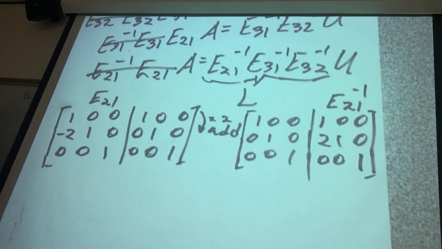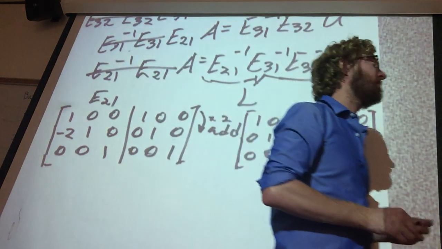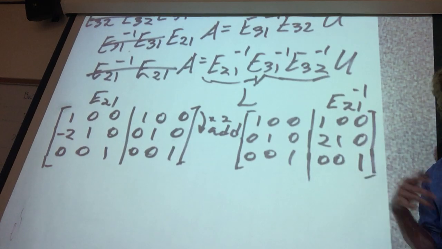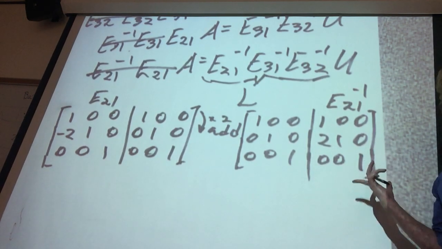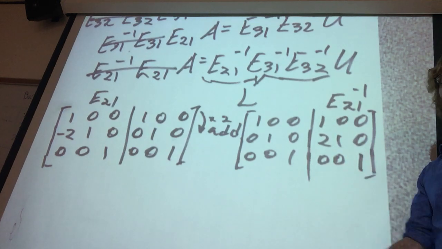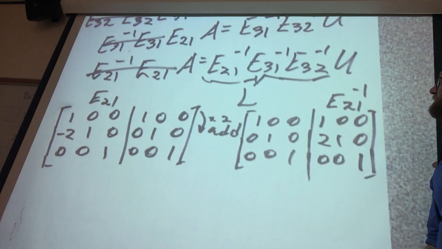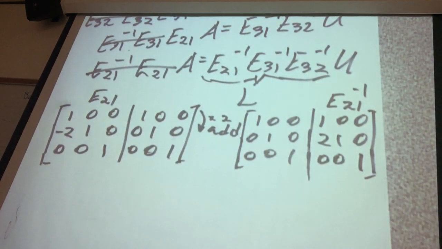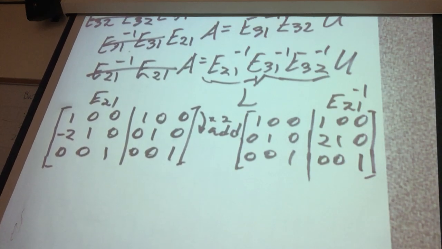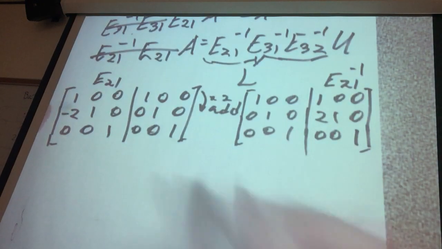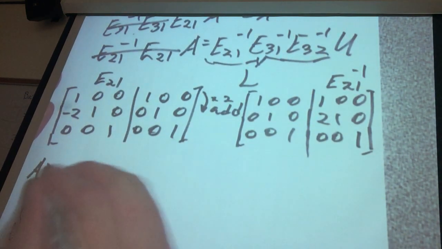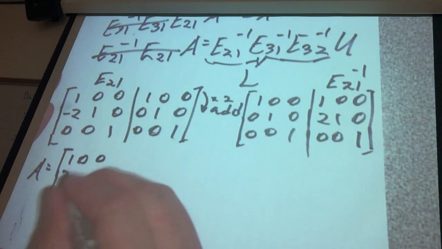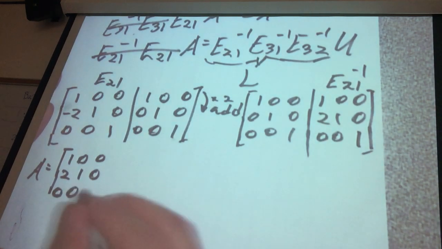Okay, so basically to find the inverse matrices of all the different elimination matrices, whatever your elimination component was, just change the sign. Change it from a negative 2 to a positive. If it's positive, change it to negative. That's it. So my E21 inverse, A would equal, okay, so we got that first one, 1, 0, 0, 2, 1, 0, 0, 0, 1.